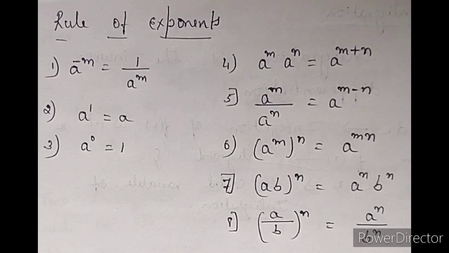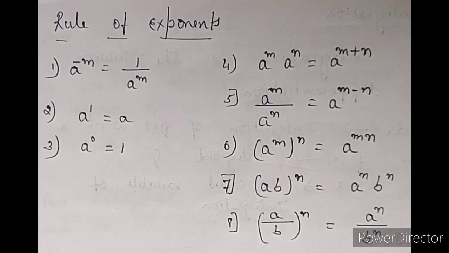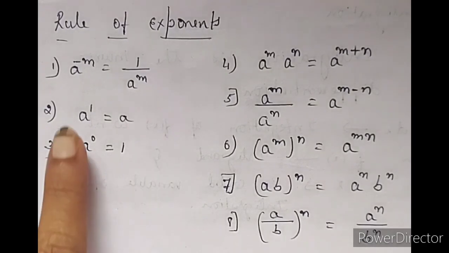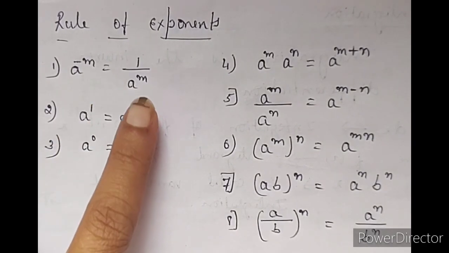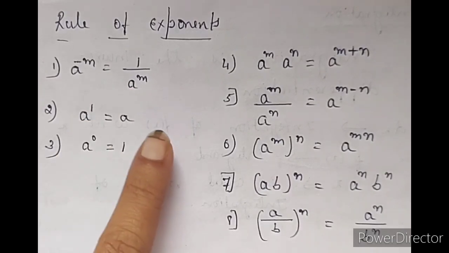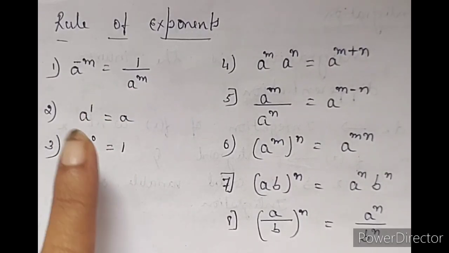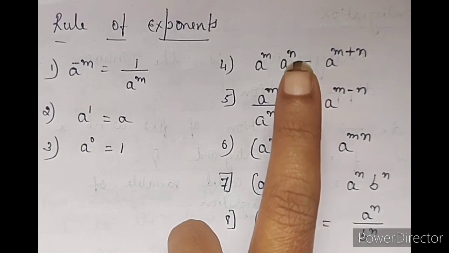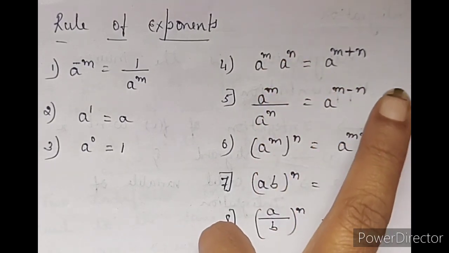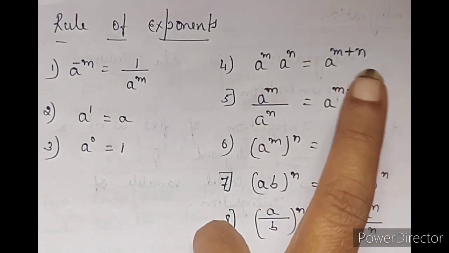Further, to solve some more problems of integration, we should know these rules of exponents. All these rules I have studied earlier, so I'm just briefly writing them. a to the power of minus m is 1 divided by a to the power of m. a to the power of 0 is equal to 1, and a to the power of m into a to the power of n is equal to a to the power of m plus n.